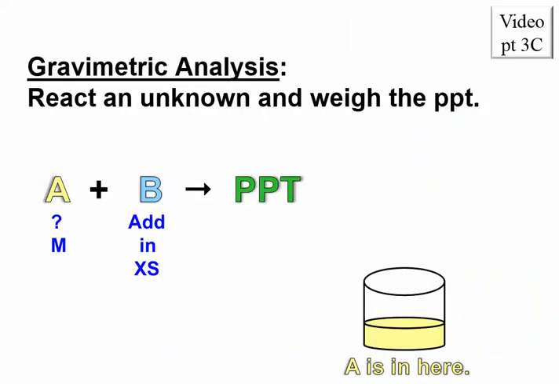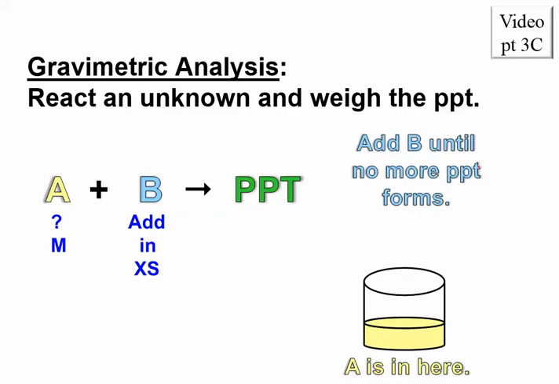Let's look at our other type of quantitative analysis. Gravimetric analysis depends on doing a reaction where we're going to react our unknown, and we're going to react it all to make a precipitate. And then we'll weigh our precipitate, back calculate, and then we can figure out how much A was present.